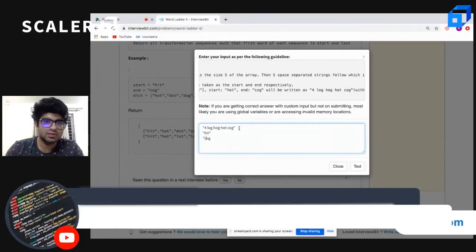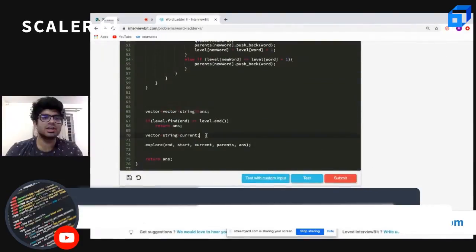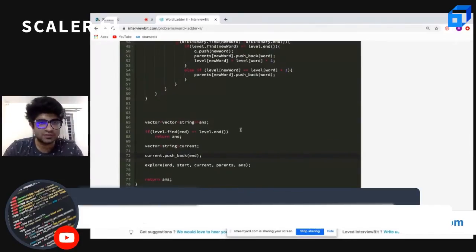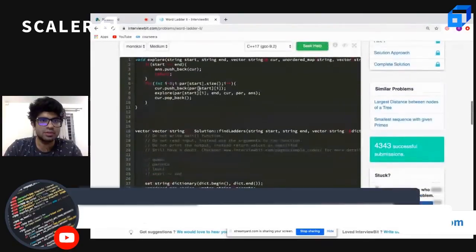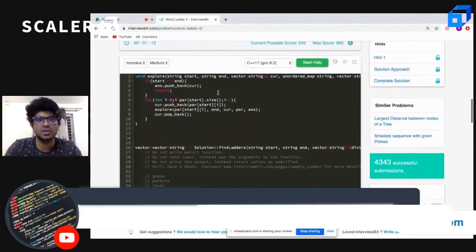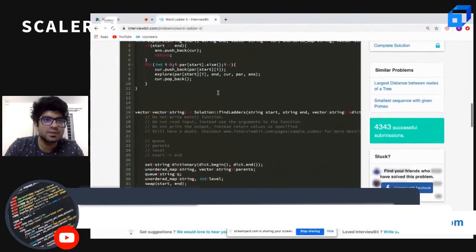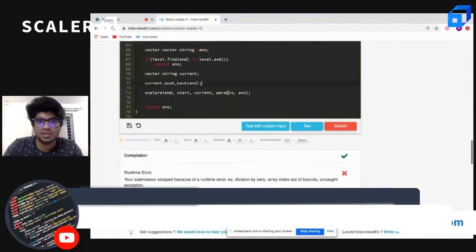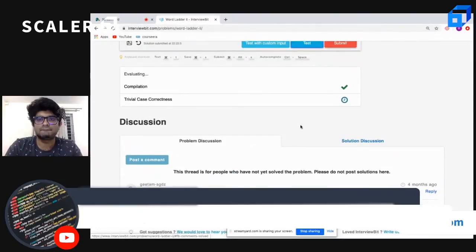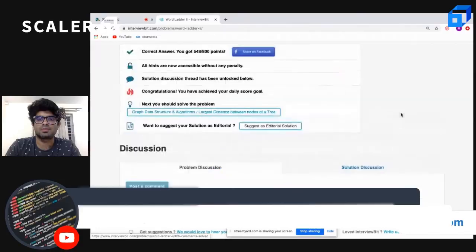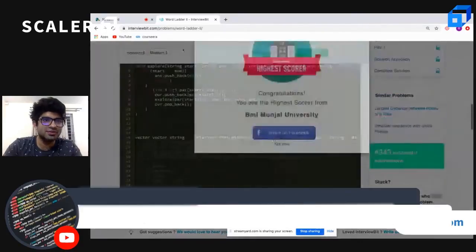It is standing now. One thing I missed. I need to push something into the current first. Because what I'm doing, I'm pushing the parent. So what about the initial thing? So I should push that thing as well. Yeah, so that is, I guess, that's why there is nothing. Yeah, that is the mistake. Fine, finally we solved it.